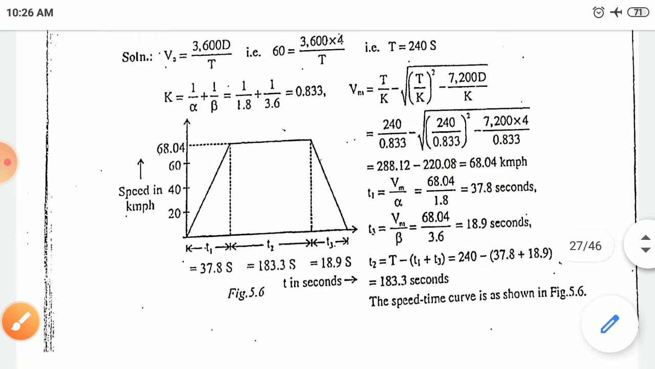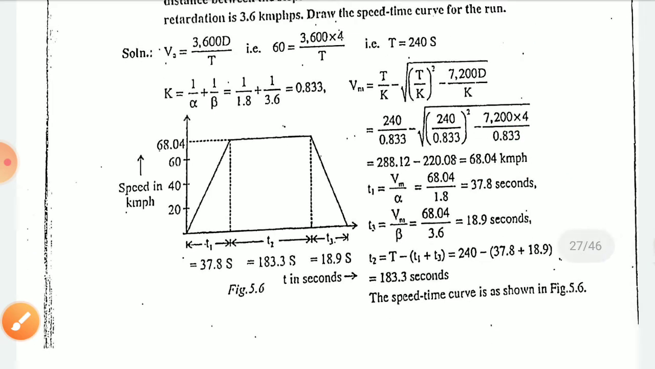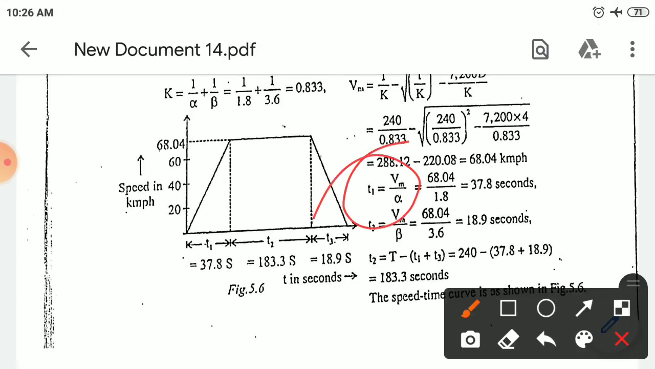So T1 is, from the considerations, Vm by alpha. Vm is 68.04. Alpha is 1.8, that is given. So you will get T1 is 37.8 seconds. T2 is Vm by beta. Vm is 68, beta is 3.6, it is given. So T2 is 18.9 seconds.